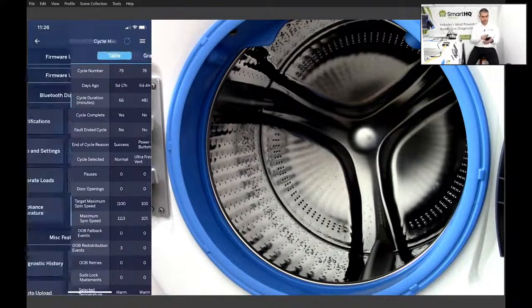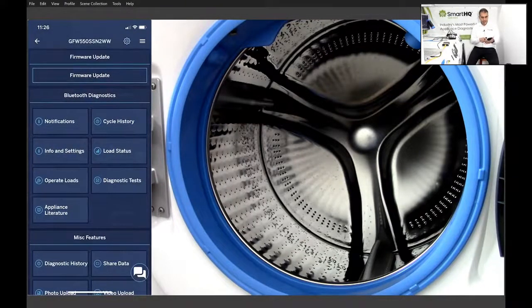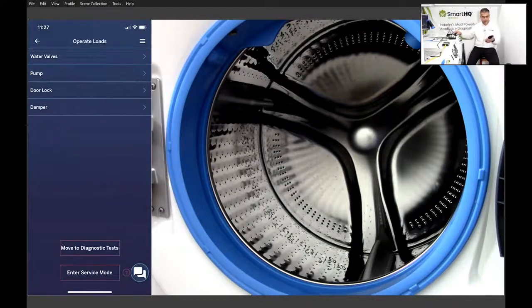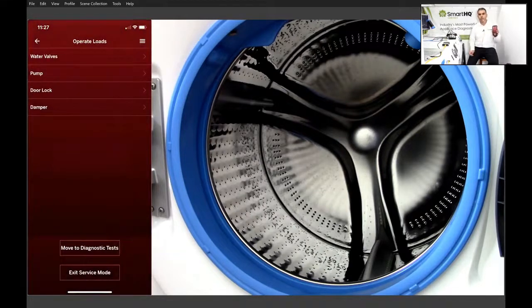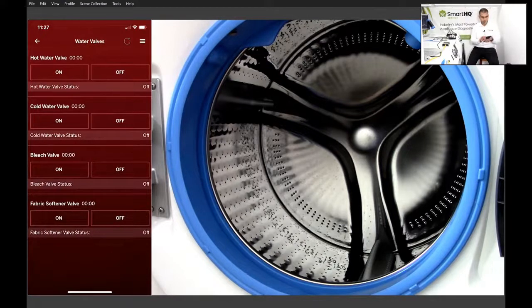So for this, let's go ahead and go back to our friend over here and show the side-by-side view. So I'm just going to exit out of that cycle history. We're going to press the operate loads key, and we will go ahead and enter service mode again by pressing the button at the bottom. Our screen, as I mentioned before, is going to turn red and the display will flash. Now we can go ahead and activate the valves or the drain pump. So let me go to the water valves, and we're going to turn on the cold water valve. Here we go.